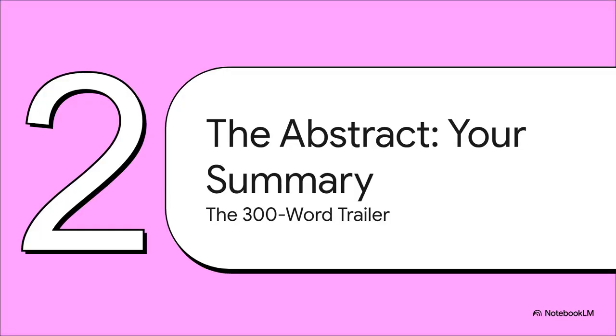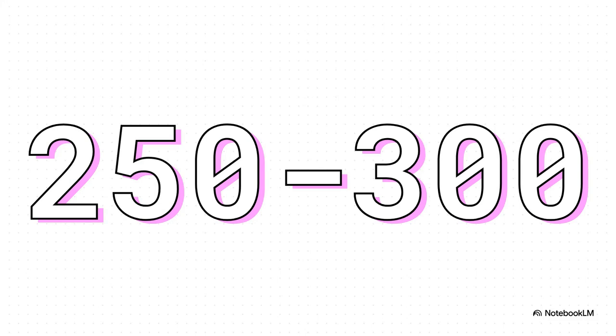Okay, next up is the abstract. So if the title is the movie poster, then the abstract is the trailer. It's that short, punchy summary that gives the reader the entire story in a nutshell and convinces them that your paper is absolutely worth their valuable time. And when I say short, I really, really mean it. Most journals are super strict about this. They give you a word limit, usually somewhere around 250 to 300 words. That is not a lot of space to work with, which means every single word has to count.